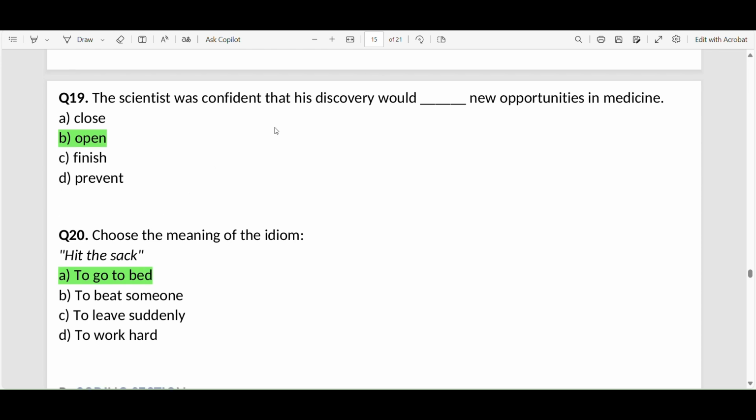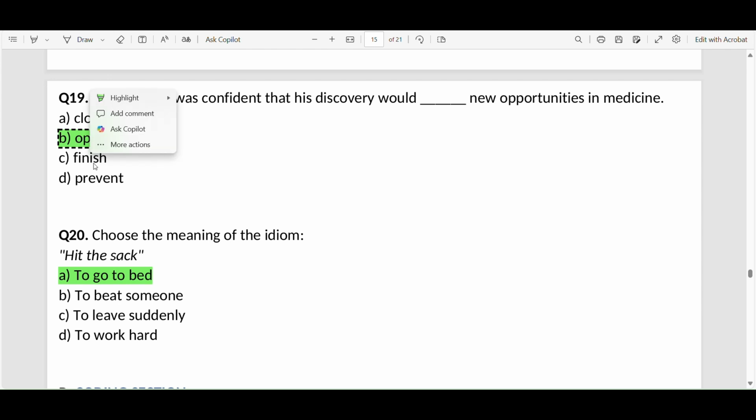The scientist was confident that his discovery would dash new opportunities in medicine. So the scientist just discovered something and it would dash new opportunities in medicine. Let's see the options. It would close new opportunities in medicine. If it closed new opportunities in medicine, why would the scientist be confident? It is not a good one, right? So this is a wrong one.